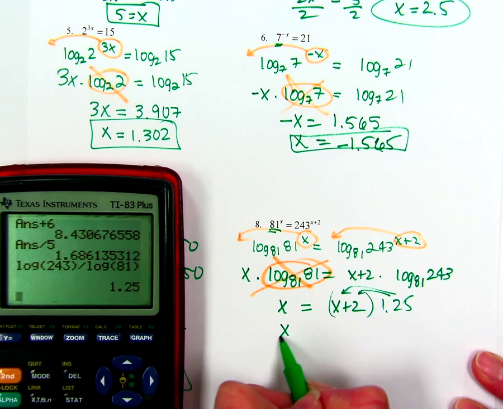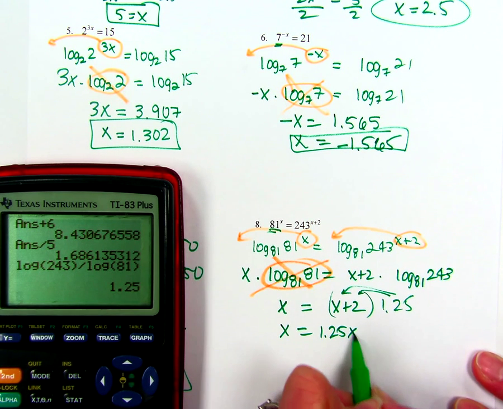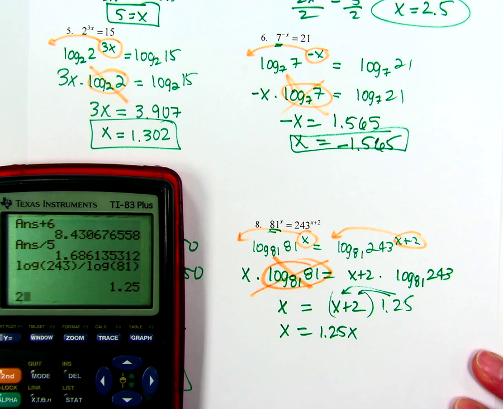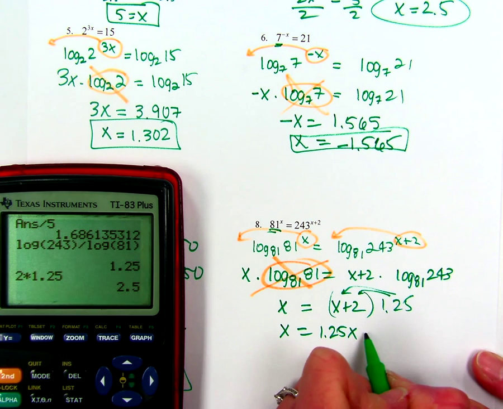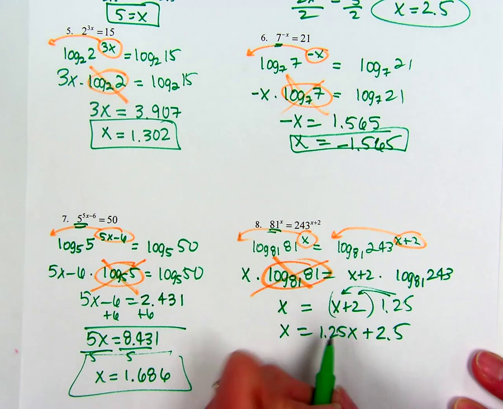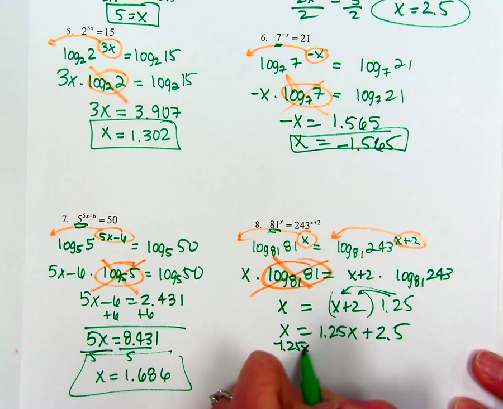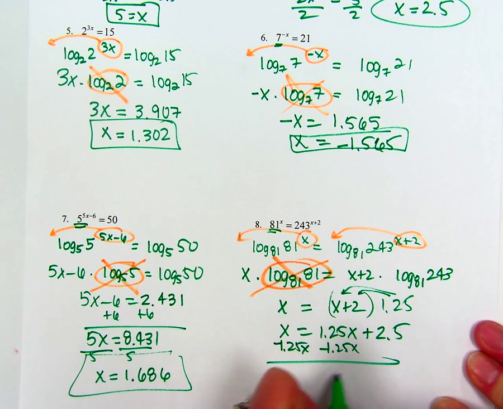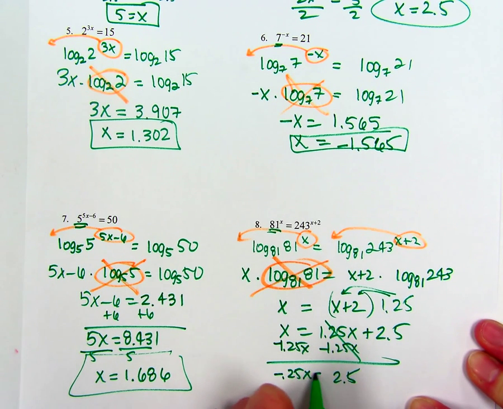All right, so we got x equals 1.25x plus 2 times 1.25, which is 2.5. Okay, and then at this point you should be able to solve, so I'm going to subtract 1.25x. And I get negative 0.25x. Then I divide on both sides, and I get x equals negative 10.